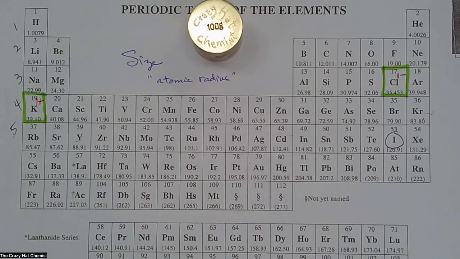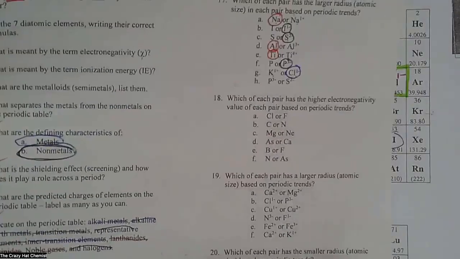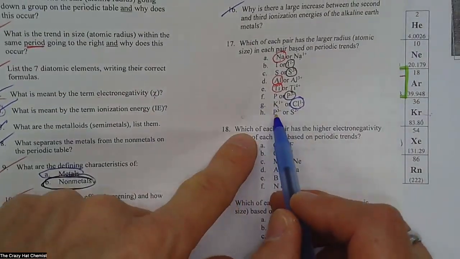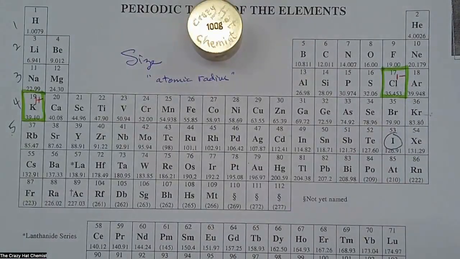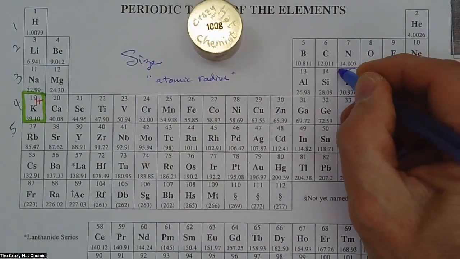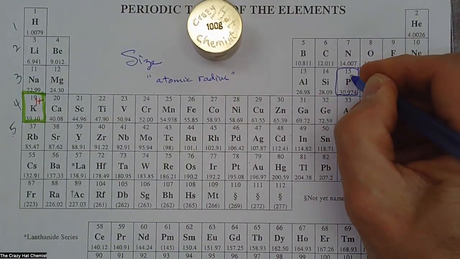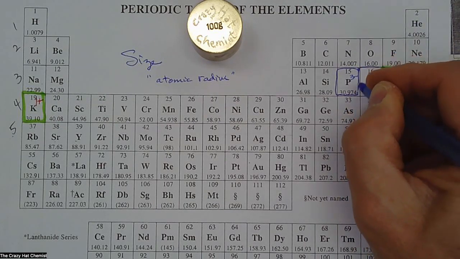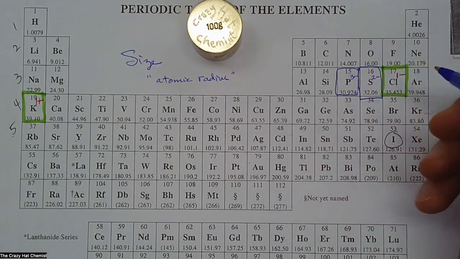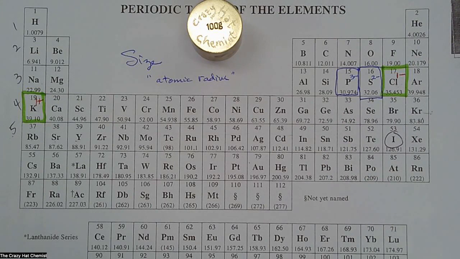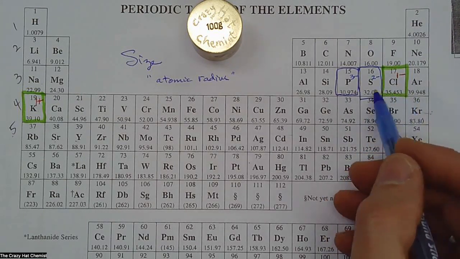All right, our next one is phosphide and sulfide. So phosphide is right here. This has a 3- charge, and then sulfide here, and that has a 2- charge. And we're looking to figure out which is larger in terms of size.